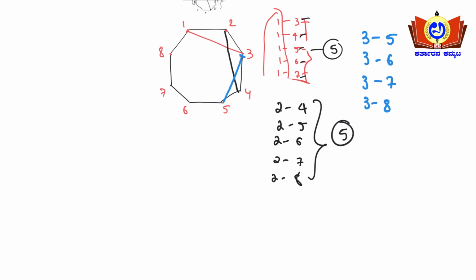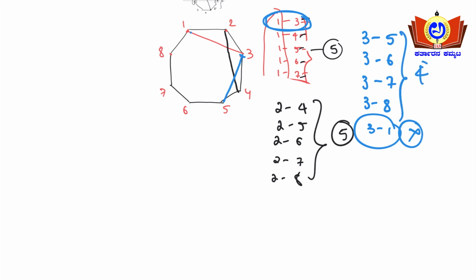Okay, 3 to 1 is already drawn, my dear friends, already counted here. So 1 to 3 is already counted. So if you write 3 to 1 again, then it will be wrong, my dear friends here. Okay, so how many diagonals are there? 1 2 3 4. So 4 diagonals are there. So 5 plus 5 plus 4 till 3 points here.